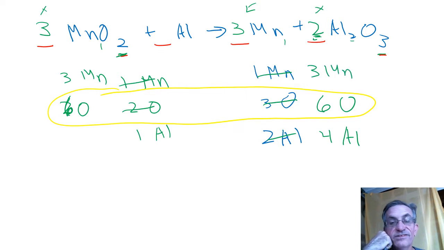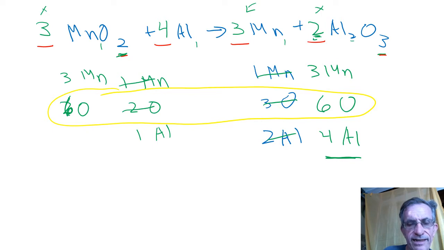All right. And then, oh, we're almost done. What do we need next? We got to balance aluminum. 4 on the right. How would I get 4 on the left? Oh, I need to put a 4 right here, wouldn't I? Because that would give me 4. Okay. So I think now we're balanced.